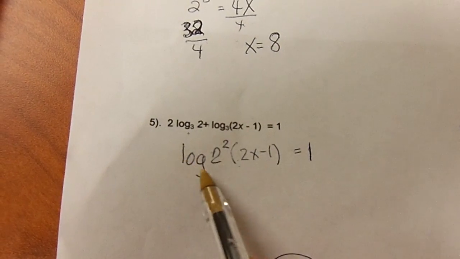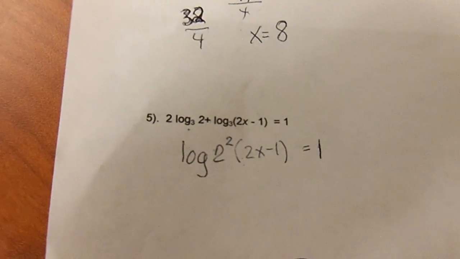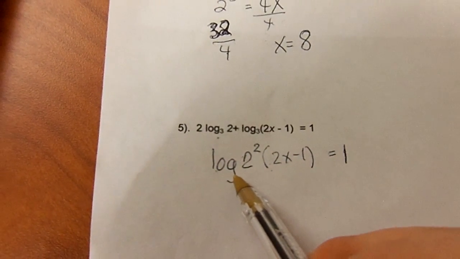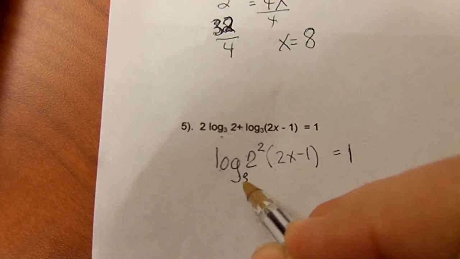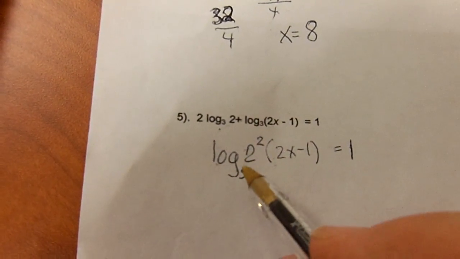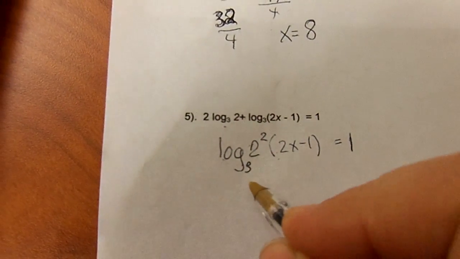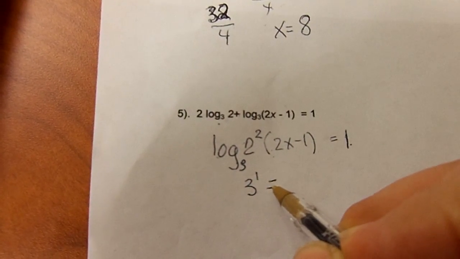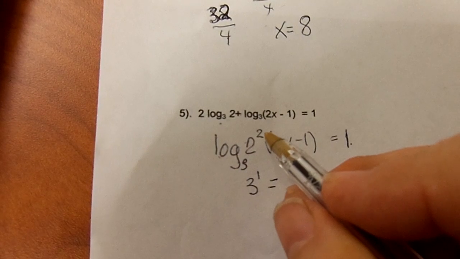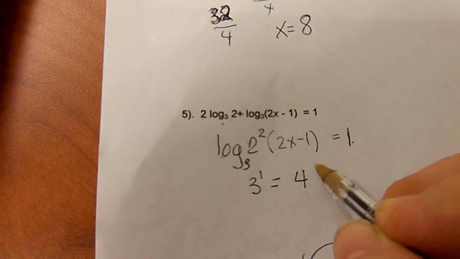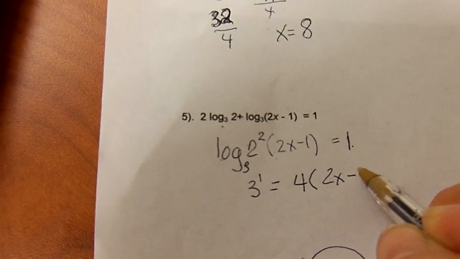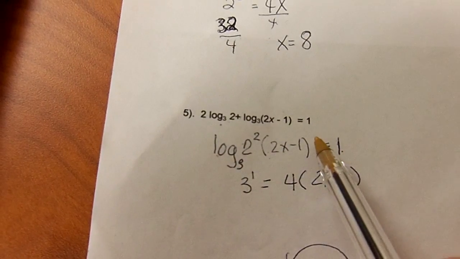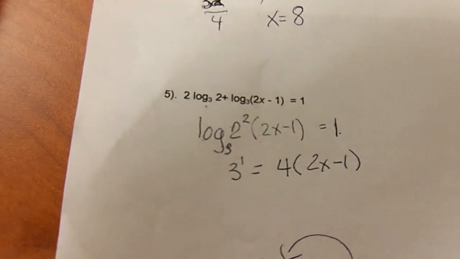Now that we have this all as a single logarithm, remember our next step here would be to write it as an exponent. Okay. Remember this is, let's see, I left off the log 3. Okay. So that's to the base of 3. 3 raised to the 1 power is, and let's go ahead and call this 2 raised to 2. Let's call that 4 times 2x minus 1. Okay. So the base of 3 raised to the 1 is equal to all of this stuff.